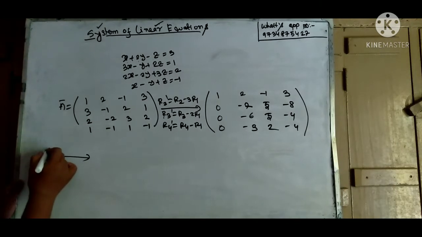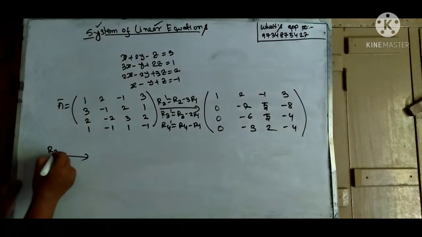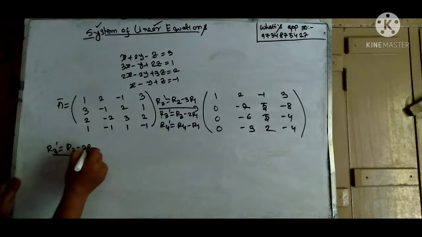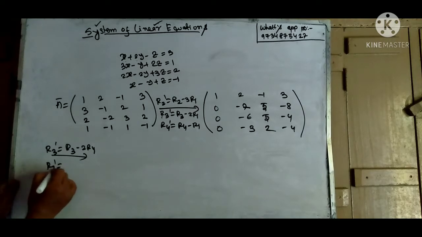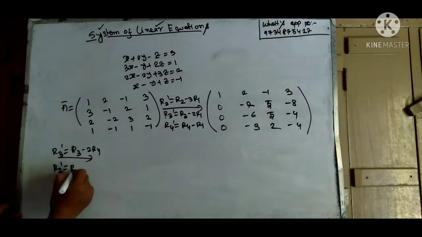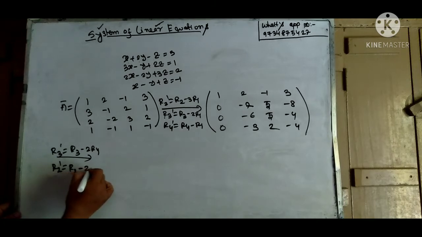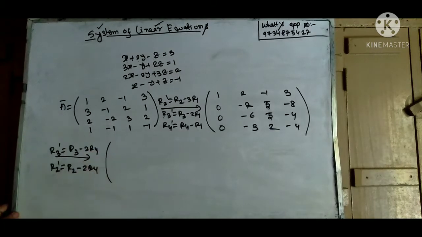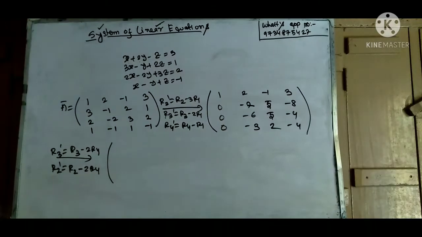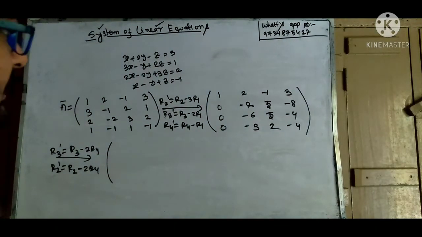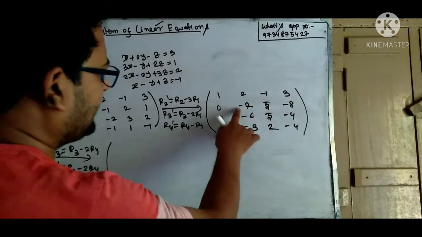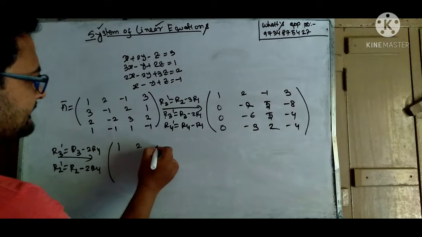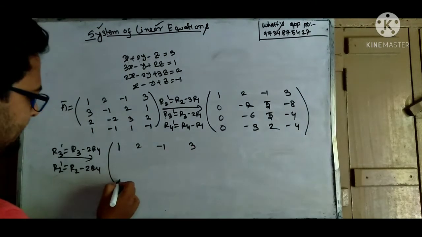So, we will apply R3 dash equals R3 minus 2R4 and R2 dash equals R2 minus the same 2R4. So what will happen? We will leave the first row unchanged. We will calculate this later. Now, the first row will be unchanged and the fourth row will be unchanged.